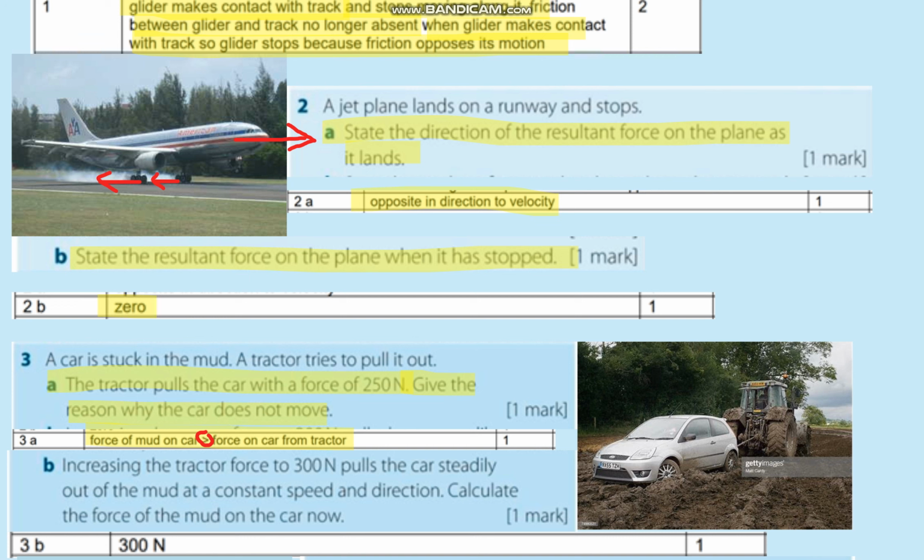So if you look at the diagram, the photograph to the right, the tyres are in contact with the mud and it is resisting the force from the tractor. So as the tractor pulls in this direction, the mud is pulling in the opposite direction, and the force of friction from the mud is greater on all four wheels added together than it is from the tractor pulling the car the other direction.